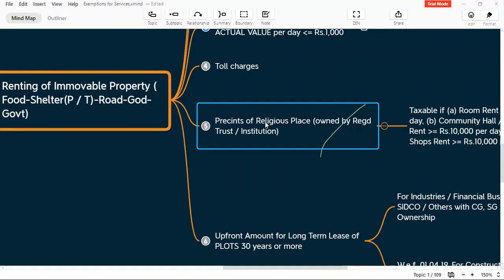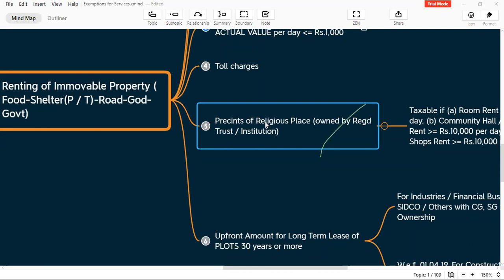So what the government says is, if the temple, which should be a registered temple, means it should be a trust, either charitable trust or a religious trust, and if they have given these precincts, the outer surroundings, to various commercial shops, or not just commercial shops, for any commercial purposes or any purposes for that matter, that has been given exemption. So whatever rent is collected for letting out the precincts of the temple has been given exemption.